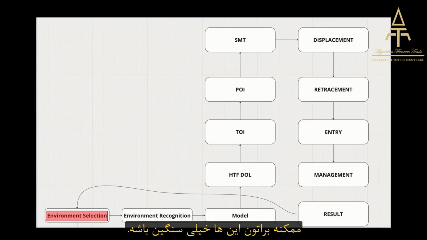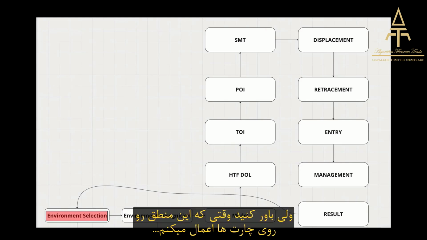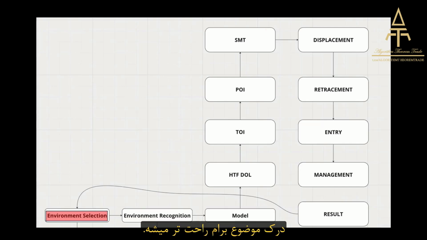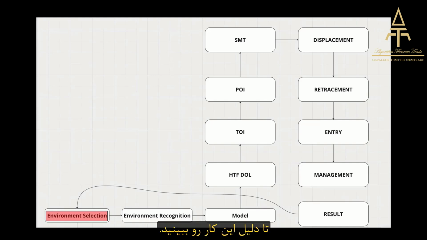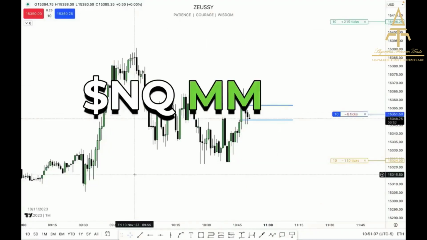You're probably like, whoa, this is a lot. Trust me, when I go into the charts and I apply this logic right here, it will become easier for you to understand it. So let us do that. Let us take a look at real chart examples and real executions taken by me to break down to you why I did what I did.